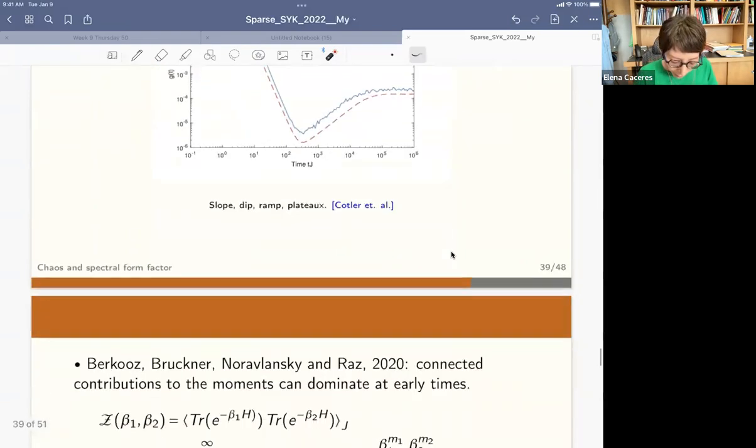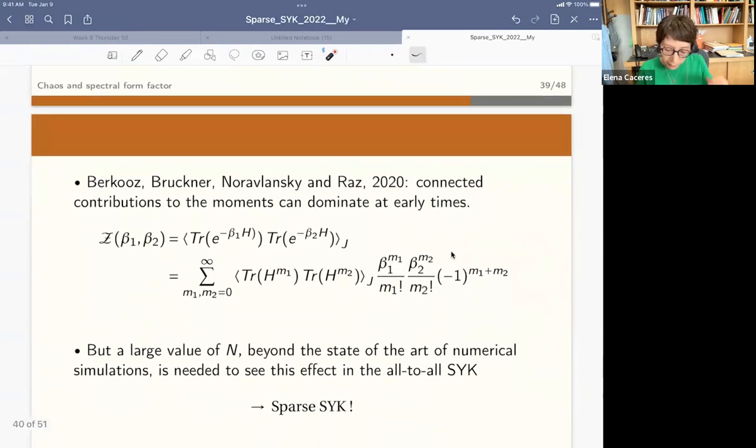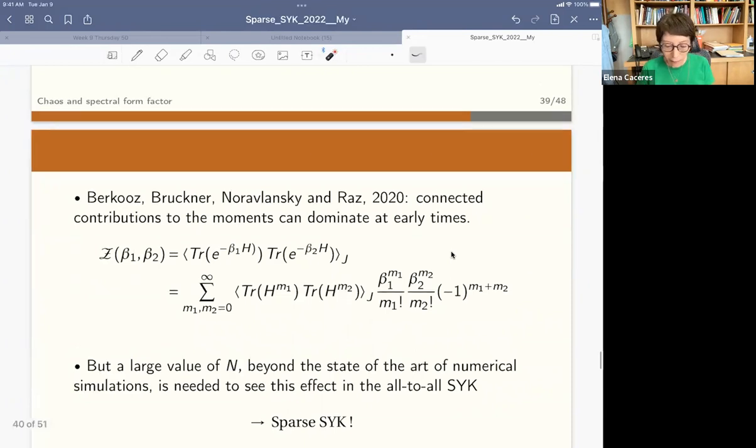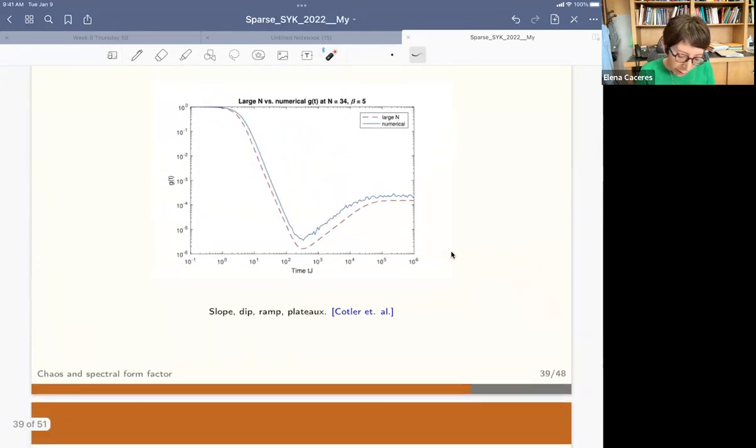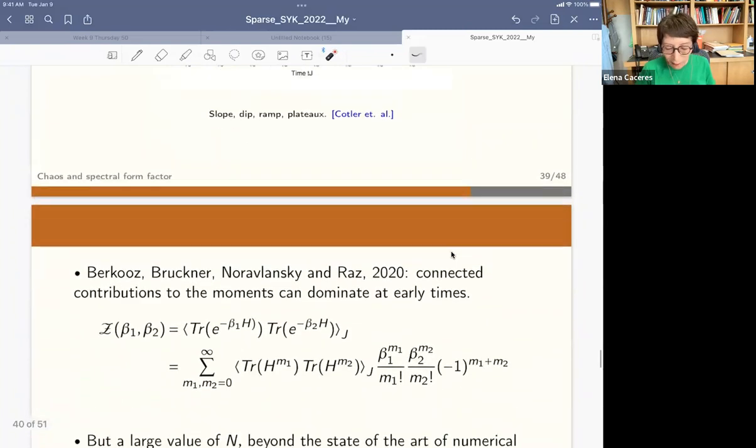Now, in 2020, Berkooz, Brukner, Narovlansky, and Raz did an analysis of the expansion in higher moments, and they found that the expansion in higher moments can dominate at early times. So as I said, this is not the regime. This late time is what everybody was talking about. These guys focus on early times.